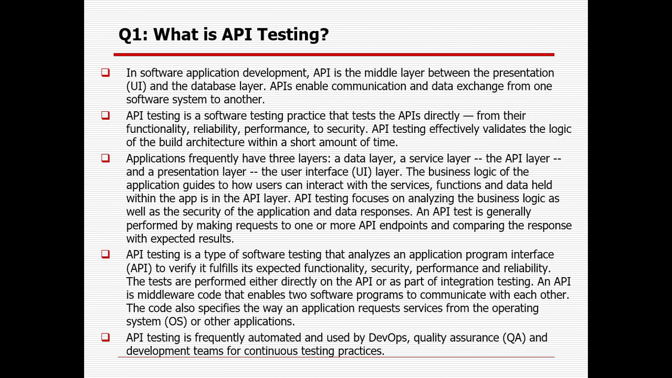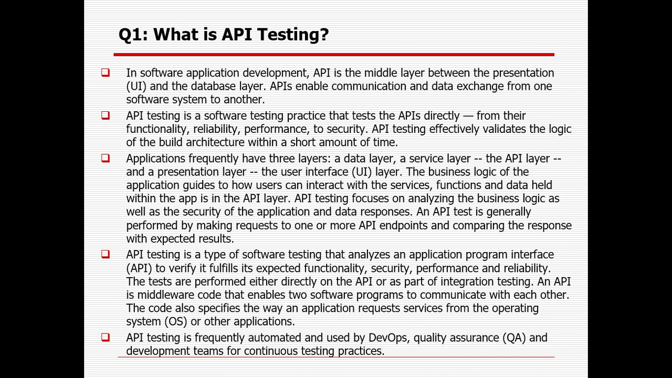So what is API testing? In software application development, API is the middle layer between the presentation and the database layer. API enables communication and data exchange from one software system to another. API testing is a software testing practice that tests the API directly, from its functionality, reliability, and performance to security. API testing effectively validates the logic of the build architecture within a short amount of time.